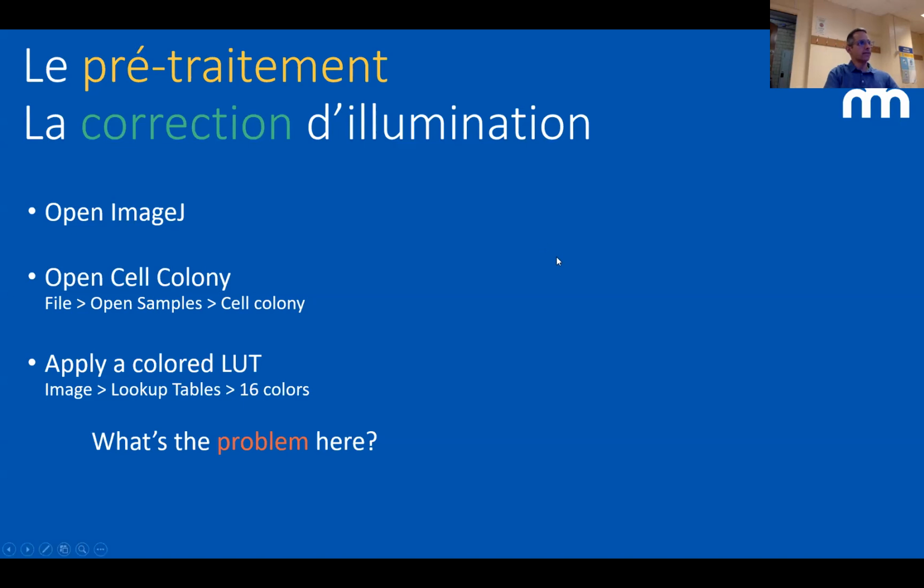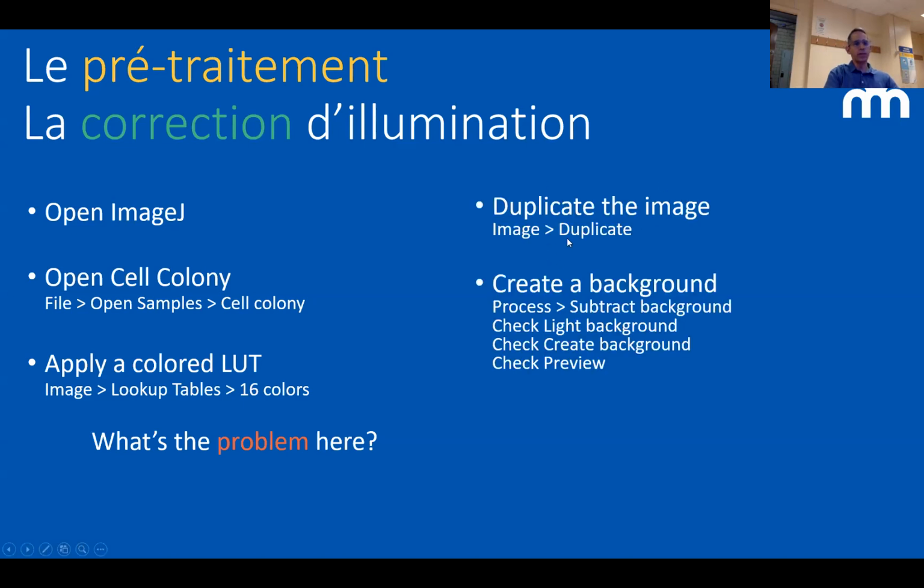So how to correct for that? Well, the first thing we're going to do is duplicate the image, because we never work on a single image. Then we're going to create a background image. To do that, we're going to look at the function Process, Subtract Background. In the pop-up window, you can check light background, because it's a bright field image, so the background is bright, it's not dark. You can also click create background. Instead of subtracting the background directly from your image, you're going to create a new background, and then you're going to click preview.